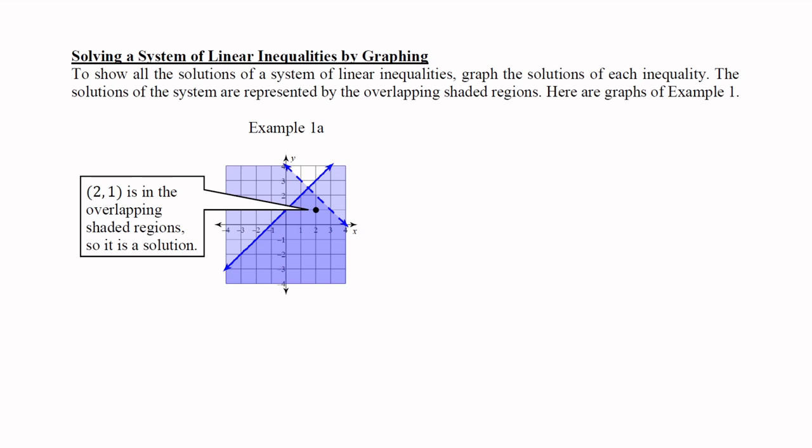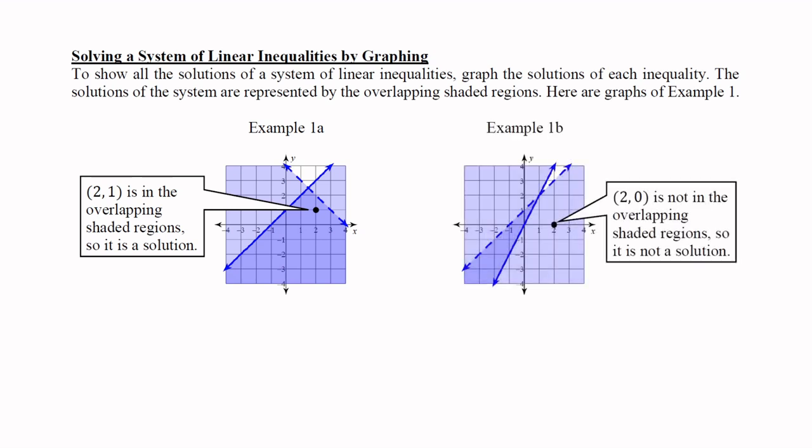Now in example 1b, we determined that it was not a solution to the system. In this case, if we graph the two inequalities, you'll see the overlapping shaded region is not where the point lies. The point lies in one, but not the other. And that's what we found with the equations. It satisfied one inequality, but not the other. And so it is therefore not a solution to the system.